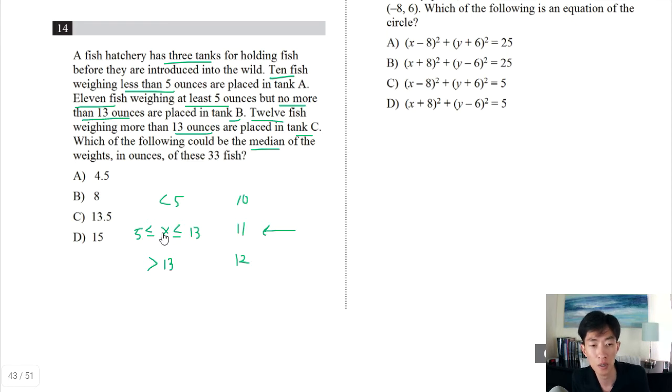So you need an answer choice that is 5, 6, 7, 8, 9, 10, 11, 12, or 13, or anywhere in between. The only one that fits that is choice B, which is 8, and that's the answer.